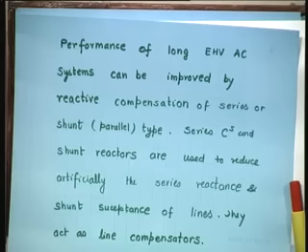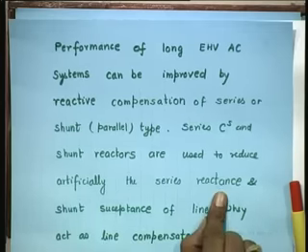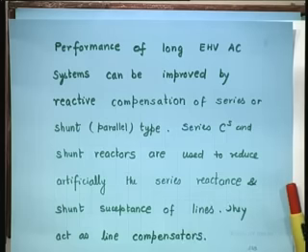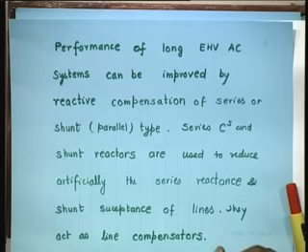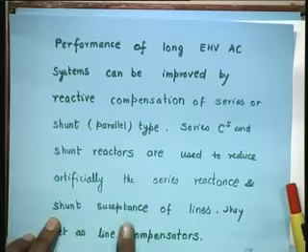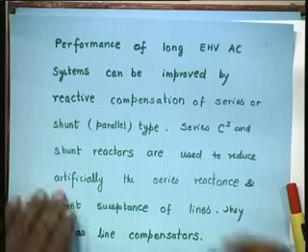Series capacitances and shunt reactors are used to reduce artificially the series reactance. They are not actually reduced. The actual transmission line stays the way it is. What you are trying to do is artificially reduce the reactance, so that the power transmission capability goes up, so that the voltage drop is reduced, so that the voltage profile becomes fine, and so on. All these four objectives. And you also want to reduce the shunt susceptance of the lines, BC. They act as line compensators, both of them, shunt as well as series.